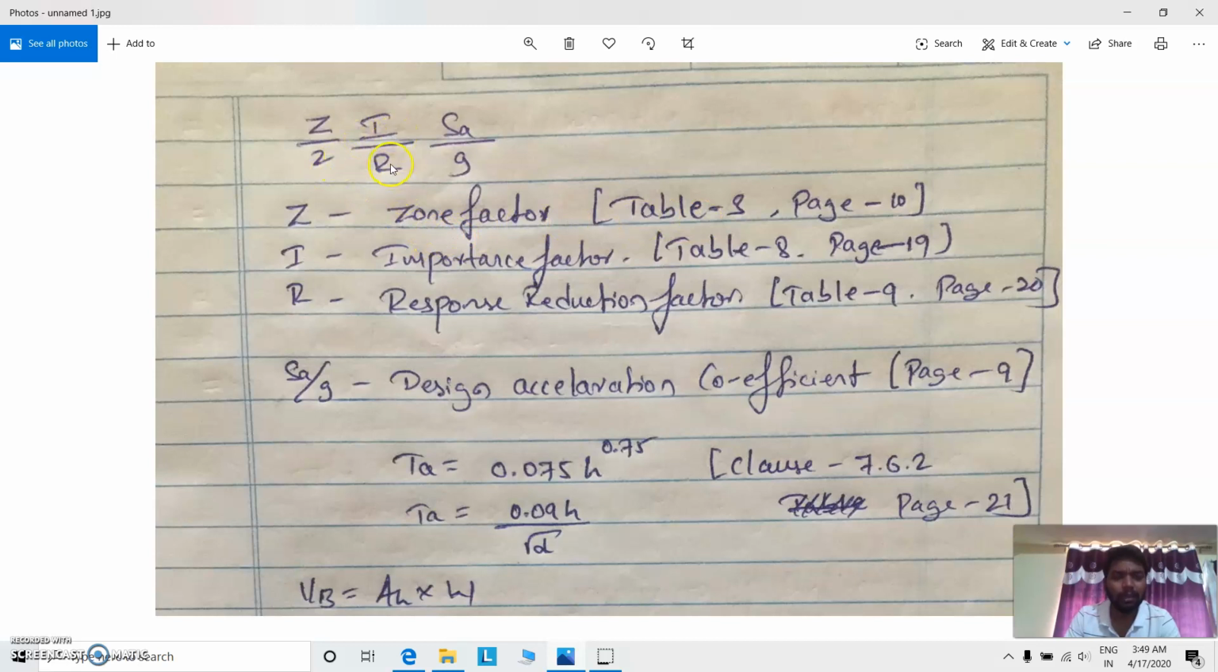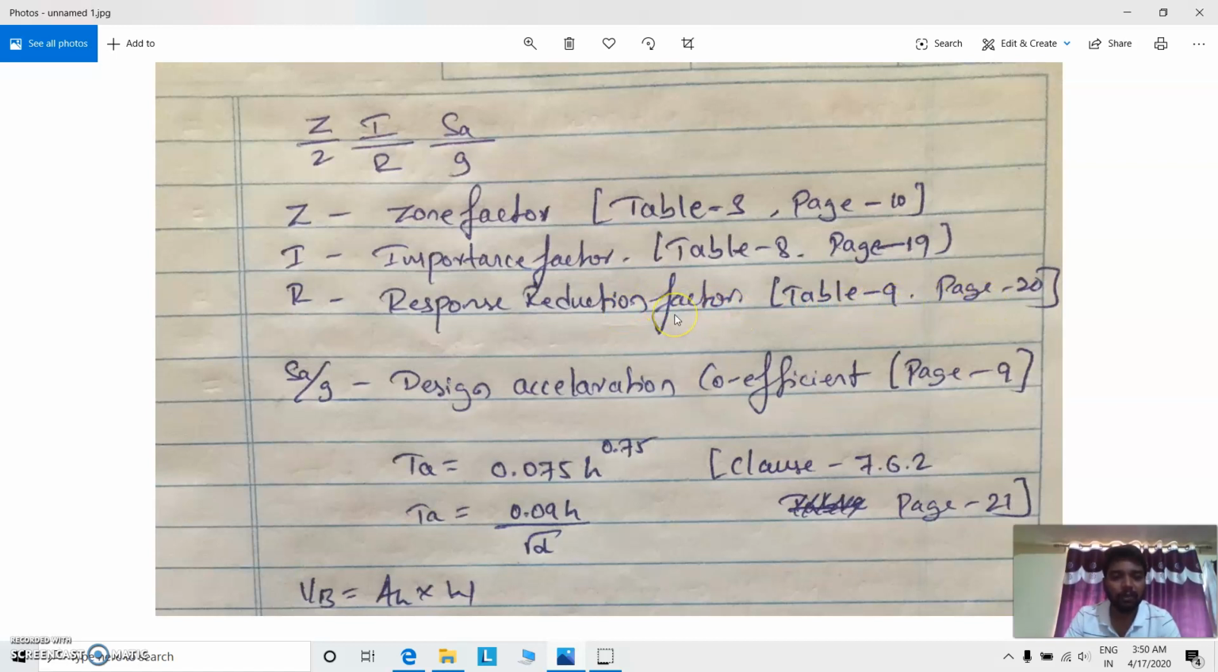Similarly I by R, and here I is the importance factor that is given in table number 8, page number 19, so that you can consider the importance factor of the particular building. That importance factor is divided into three numbers: 1.5, 1.2 and 1. Based on the structure, you have to consider the importance factor. And R is the response reduction factor that is given in table number 9, page number 20.